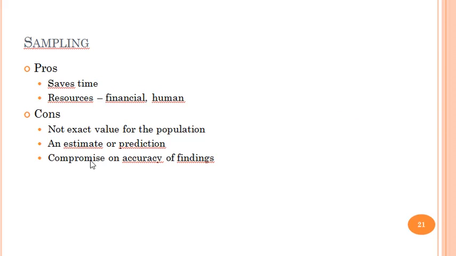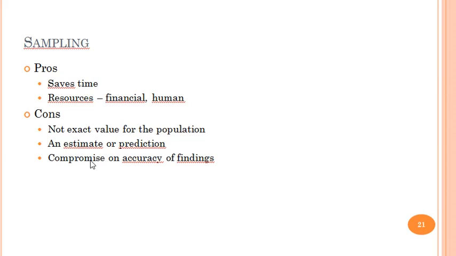There are some advantages and disadvantages related to sampling. Pros and cons. The pros are that it can save time, because you are not working on the bigger population, you are now working on a subset of the population. And the other advantage is in terms of resources. You can save resources, financial and human effort as well.